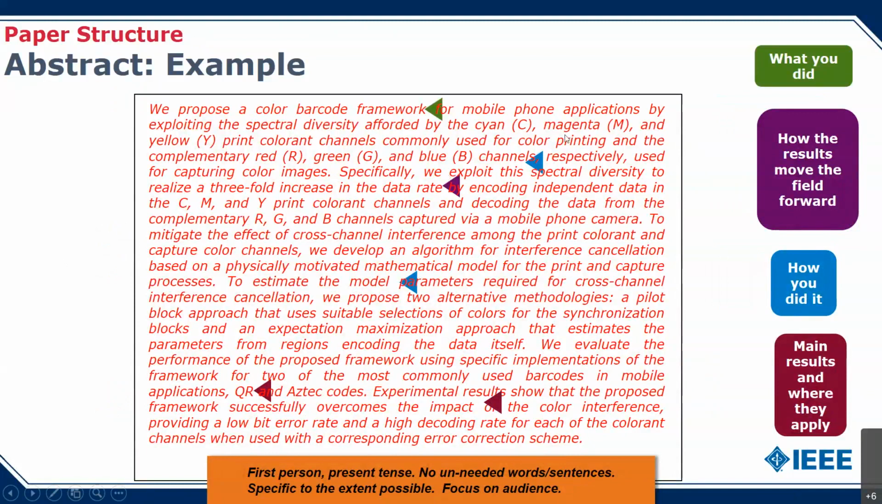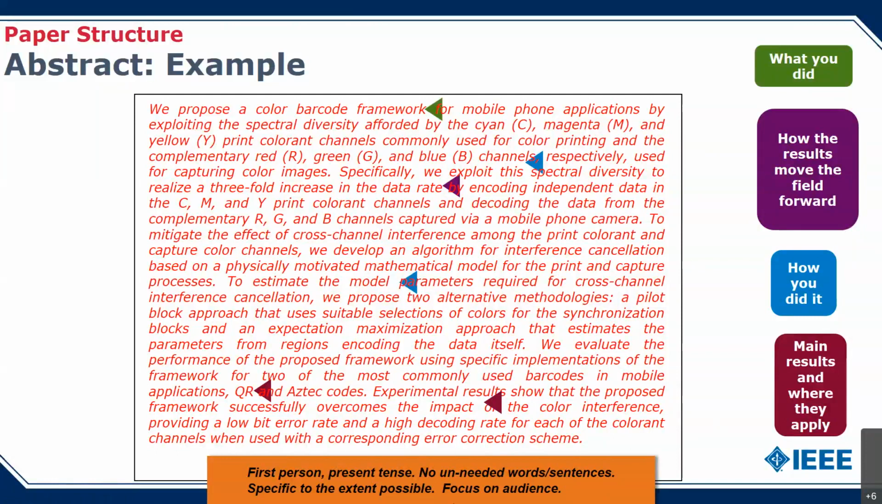So we used the 3 channels, red, green, blue channels, for capture and the corresponding printing channels for embedding the barcode. Okay. What is the challenge? The challenge here is interference between the channels, and to address that, we do a modeling of the interference between the channels and estimation of the channel parameters using either machine learning approaches or typical design of the barcode.